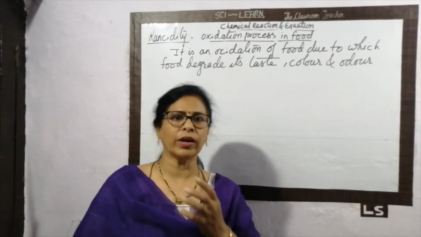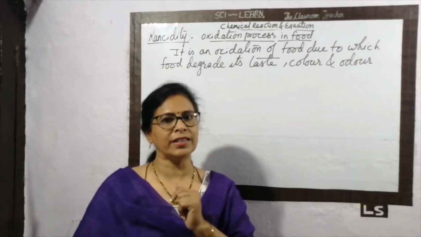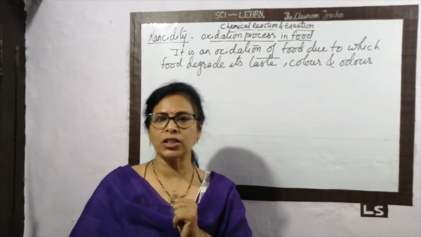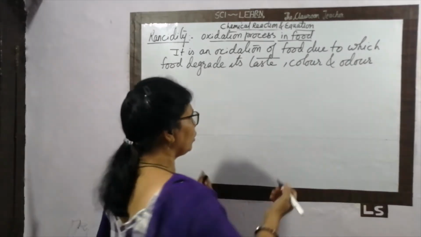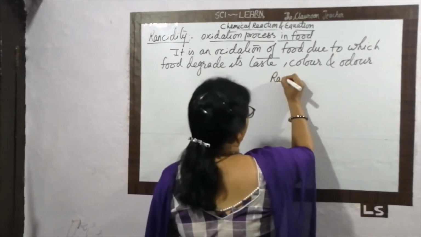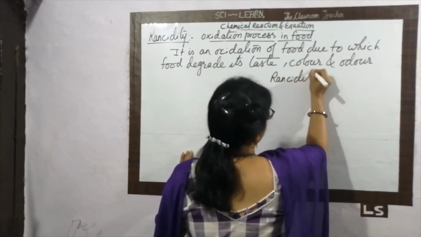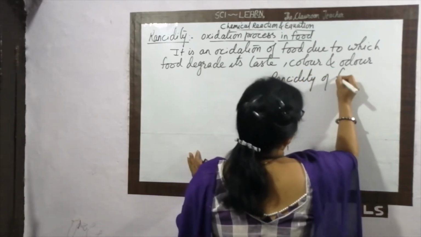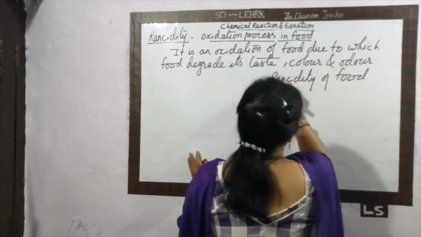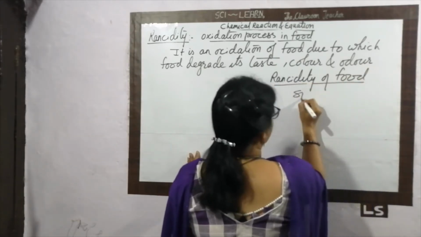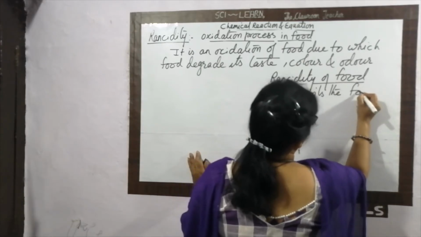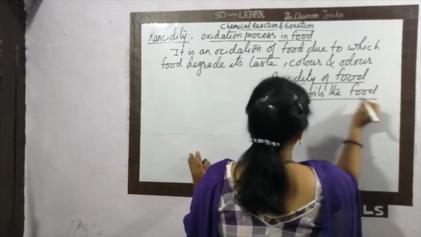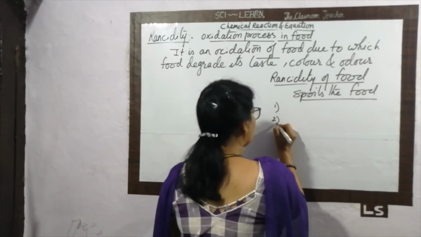Okay, so how can we identify that food has spoiled? That is the spoiling of food, or rancidity in food. Rancidity is oxidation, and rancidity actually spoils the food. Then how can we identify whether the food has spoiled or not?